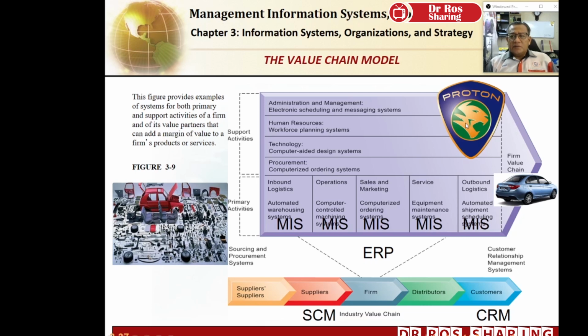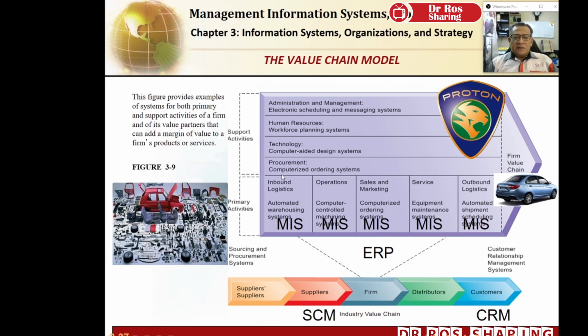Proton might need 200 or 300 components or parts in order to produce one car. So how does Proton manage to assemble those 200 to 300 components in order to produce one car? Of course, it starts with the primary activity, and this primary activity is normally managed and controlled by an ERP system, which is Enterprise Resource Planning System.